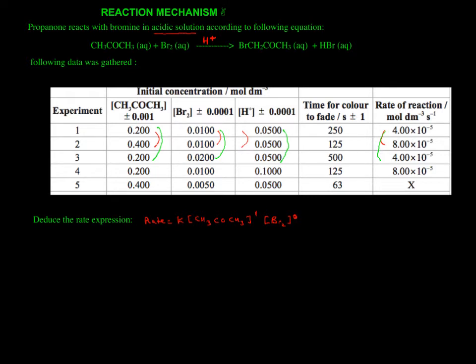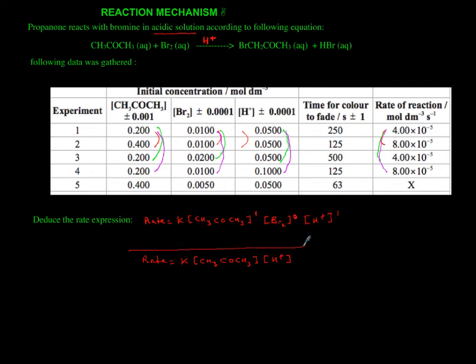Finally, to look at the effect of hydrogen, we are going to look at experiment 4 versus experiment 1. The two reactants are constant. Hydrogen ion is doubled. The rate is also doubled. So that's also first order with respect to hydrogen. So the overall order is 2, affected by the concentration of propanone and hydrogen.